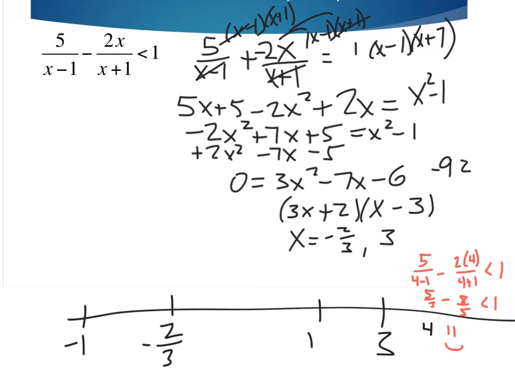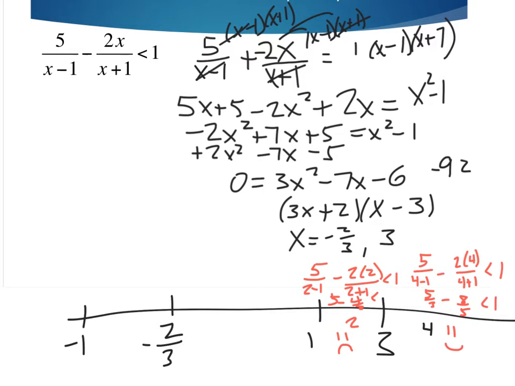Okay. Now I'm going to go ahead and plug in, let's try 2. So I have 5 over 2 minus 1 minus 2 times 2 over 2 plus 1. And let's see if that's less than 1. Right. And that ends up being 5 minus 4/3. Which I know if I do 5 minus 4/3, that's going to be bigger than 1. So this isn't going to work. So we're going to go ahead and put a frowny face, since this is not less than 1.